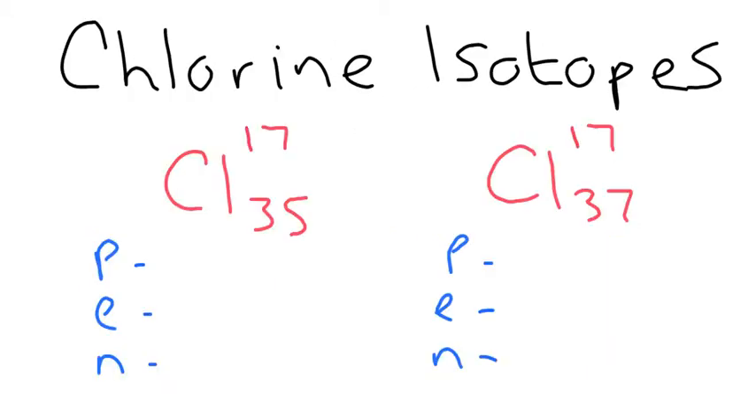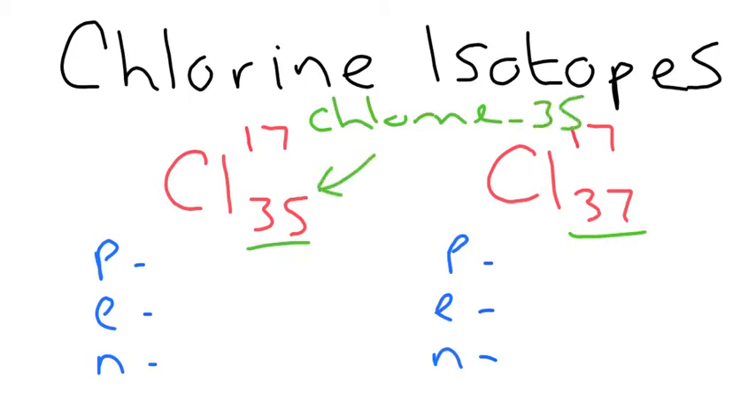So let's have a look at an example. Chlorine actually has two isotopes. It has an isotope called chlorine 35 and has an isotope called chlorine 37. That can sometimes be written as the full name with the number following it. In the case of chlorine 35 and chlorine 37, the numbers that we talk about in the name is basically their mass number.